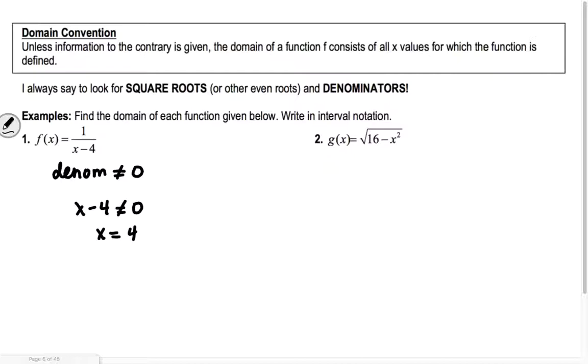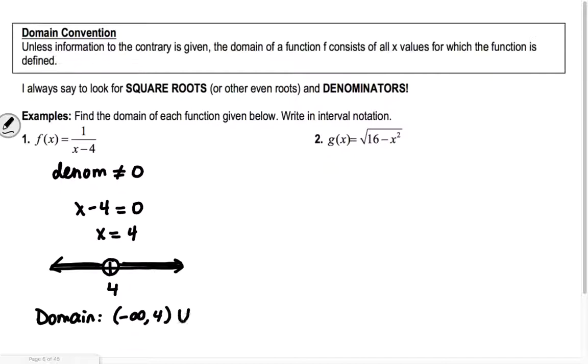Sometimes I even put a "can't be," right? If you want to do that, it doesn't matter. Okay, so I know x equals 4 is not allowed. So if I was doing a number line, the only number that I'm not allowed to have is 4. I could have 4.0001. I could have anything on the right of it, and I can have anything on the left of it. So my domain is negative infinity to 4 union 4 to infinity.